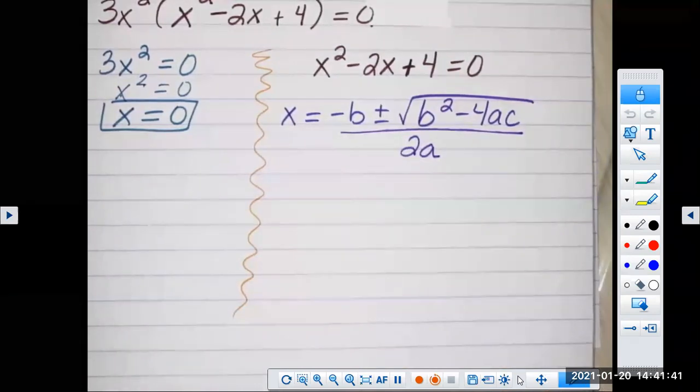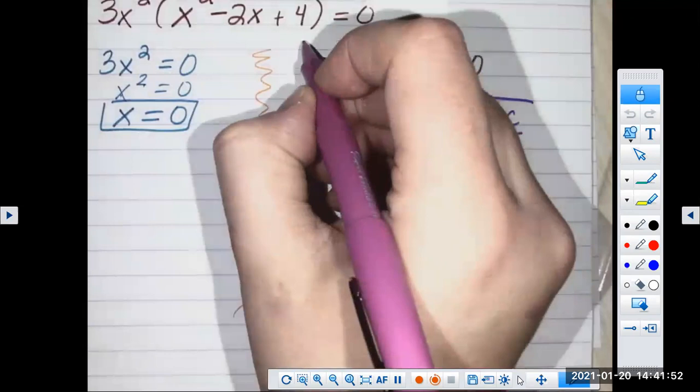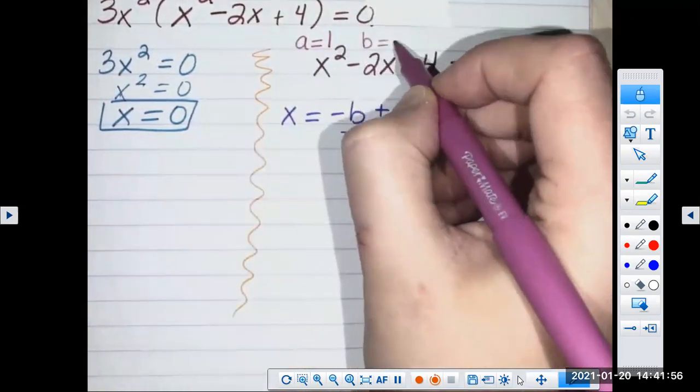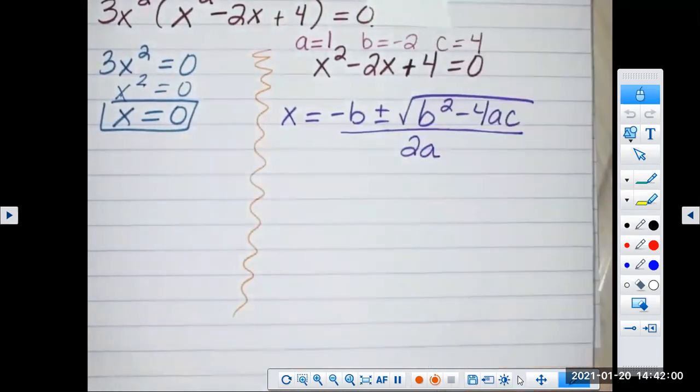All right, what is A? What is the number in front of x squared? Good. What is B? B is, there you go. B is -2 and C is +4.